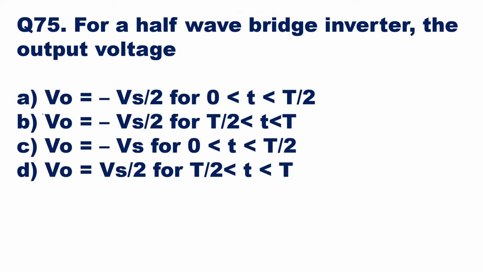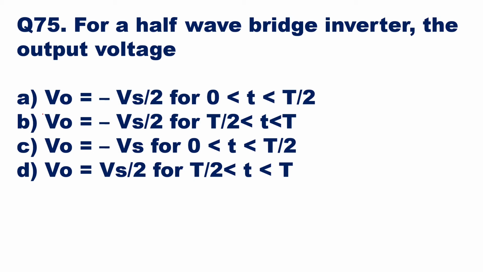For a half wave bridge inverter, the output voltage is what? So options are given as: V0 is equal to minus Vs by 2 for 0 less than t less than T by 2. V0 is equal to minus Vs by 2 for T by 2 less than t less than T, the full time period. V0 is equal to minus Vs for 0 less than t less than T by 2. V0 is equal to Vs by 2 for T by 2 less than t less than full time period.